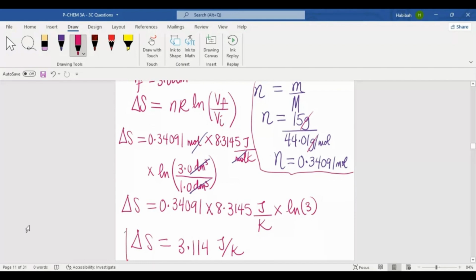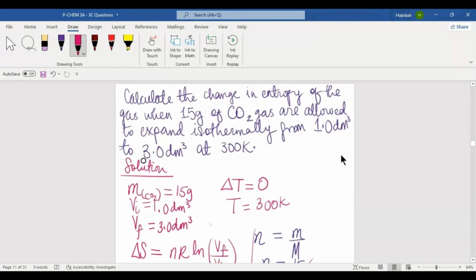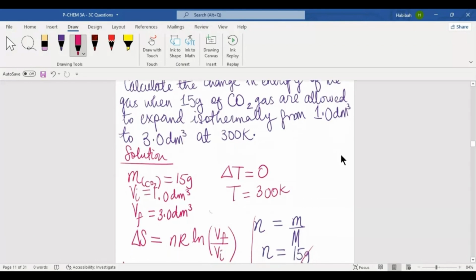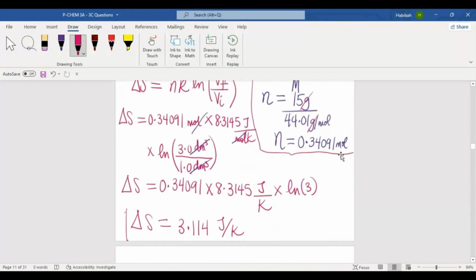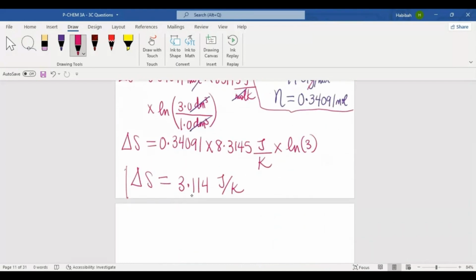But because in chemistry we use the lowest number of significant figures from the information given in the question, we see that 2 sig figs is the lowest. So we have to answer this question in 2 sig figs. So the final answer is just going to be 3.1 joule per Kelvin. So the change in entropy is 3.1 joule per Kelvin. That is basically the answer to this question.